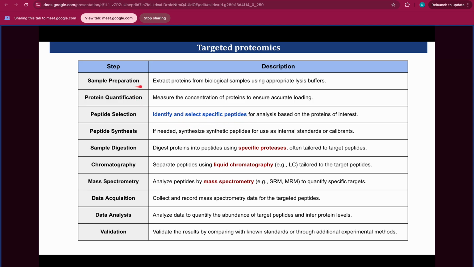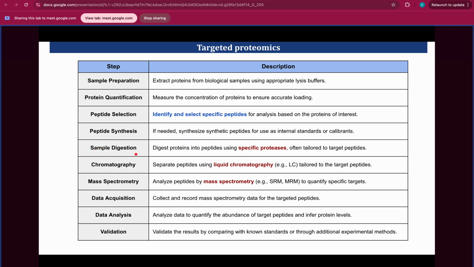So the first step is sample preparation, in which we obtain the sample, then we quantify it as we have discussed, and then the third step is peptide selection. In that case we identify and select the specific peptides for analysis. So we know that our protein of interest could have these peptides, so we will specifically select those peptides. We can also synthesize synthetic peptides to use as internal standards, so that could be a standard or calibrant, so that we will know which peptide to select if we have the list of the standards. So this is the peptide synthesis step.